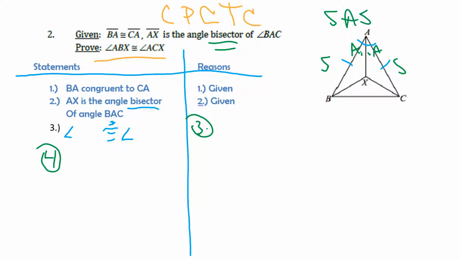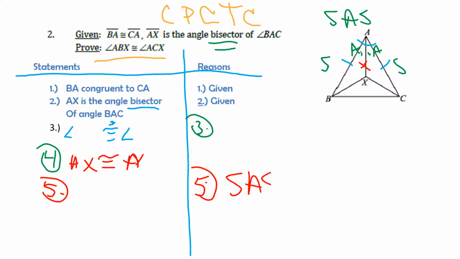And so what I'm going to do is I'm going to use that reflexive property that we all know and love. And the reflexive property, we can say AX is congruent to AX. And so the next thing I need to do is I need to prove that the 2 triangles are congruent, and I can prove that those 2 triangles are congruent by side angle side. Now, which 2 triangles am I using? This one and this one, triangle BAX and triangle CAX.